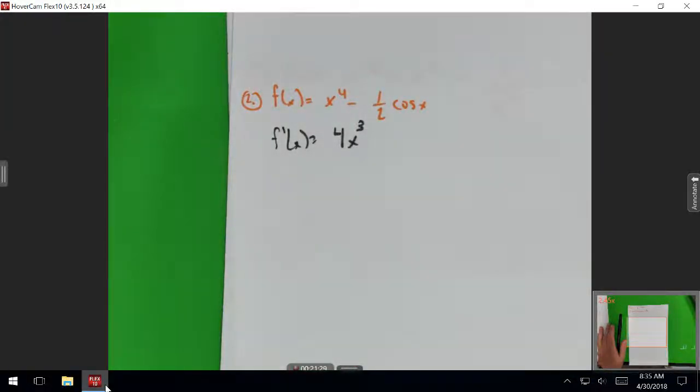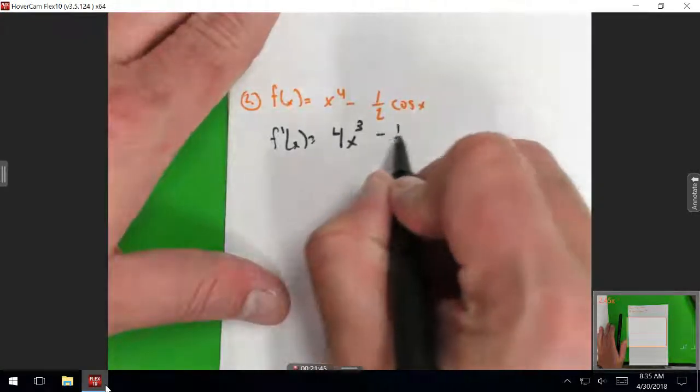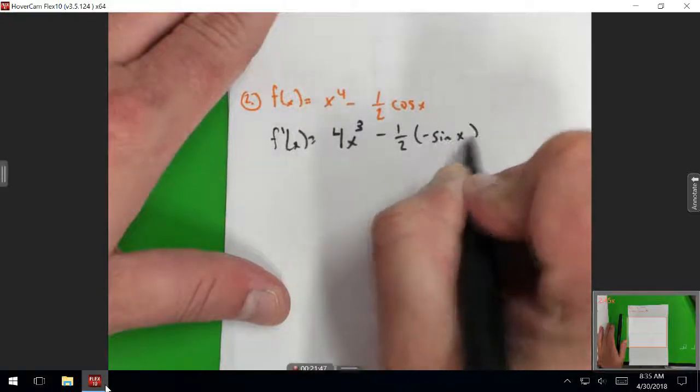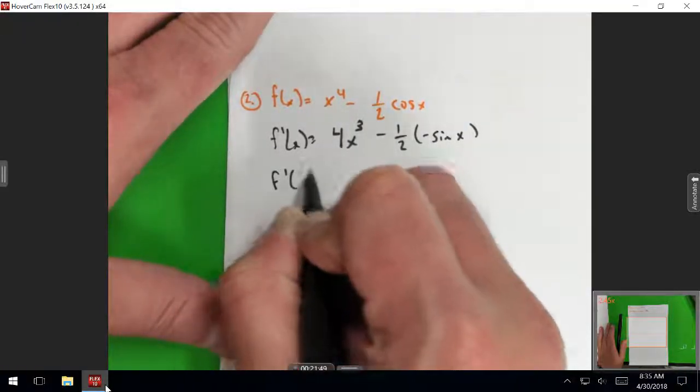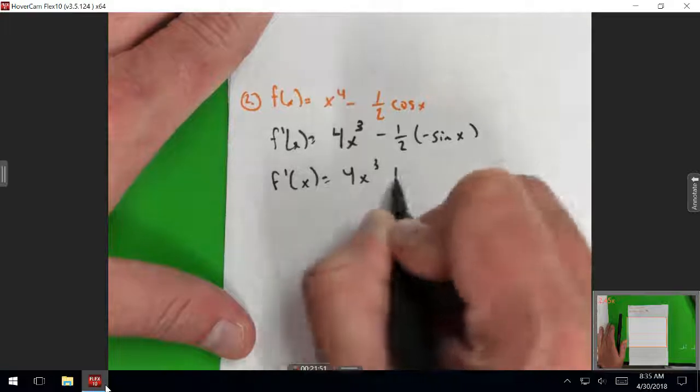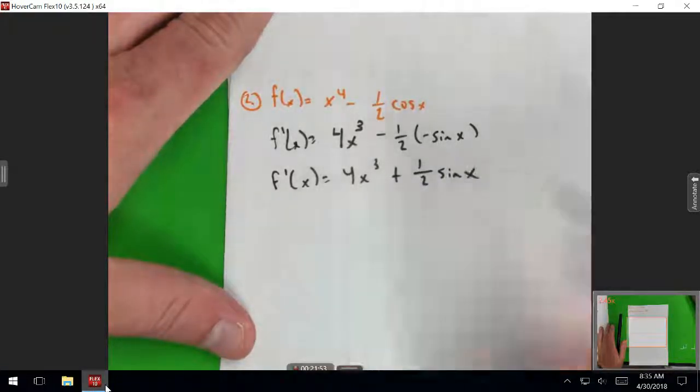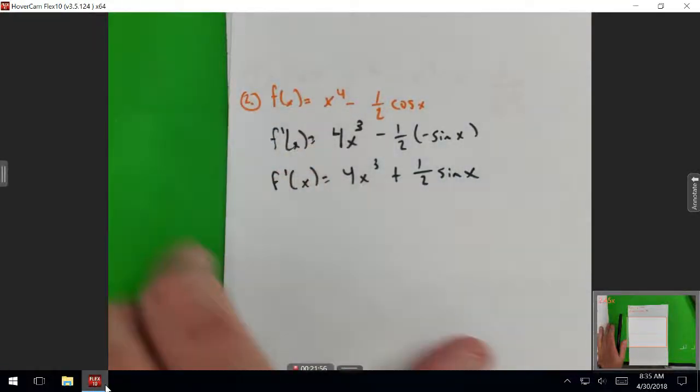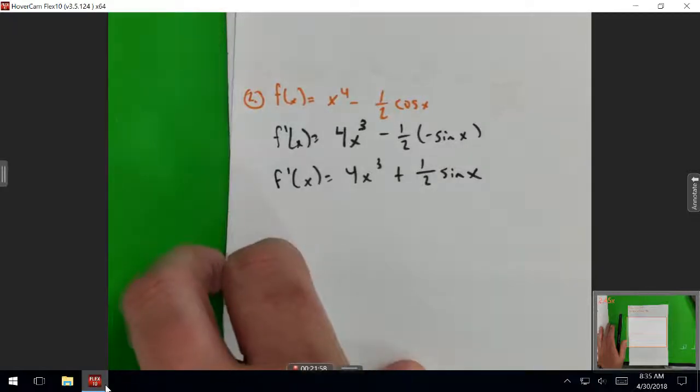When you involve trig, if there's a trig term in this, you just take the derivative of trig. So what is the derivative of cosine? Negative sine. What is the derivative of sine? Cosine. Don't forget that the derivative of cosine is negative sine. So you have minus 1/2 times negative sine. What's a negative times a negative? And that would be your derivative. Are there any questions on those two?